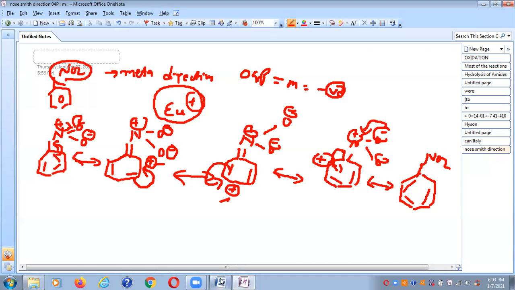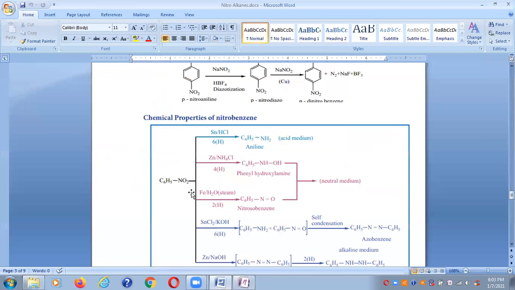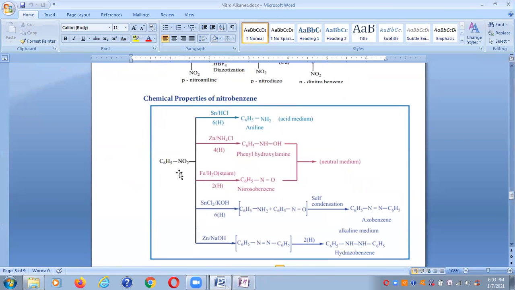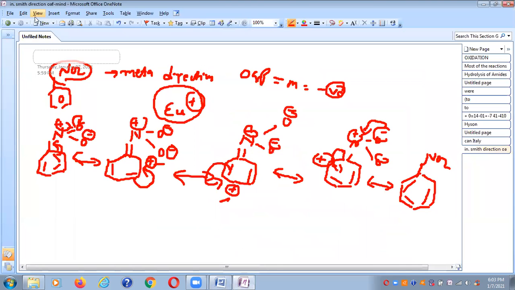Okay. Let's see the reactions. Here see, this is the direct reduction. In your syllabus you basically have only the reductions of nitrobenzene in various mediums. So this is nitrobenzene, and here these are the mediums: this is acidic reduction, this is reduction in neutral medium, this is also reduction in neutral medium, this is reduction in basic medium, and this is also reduction in basic medium.